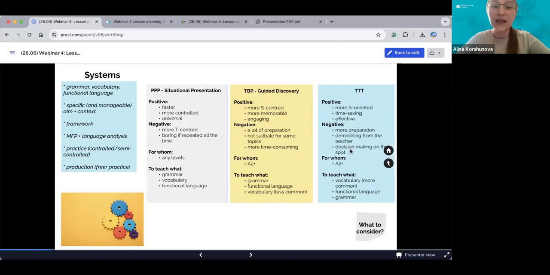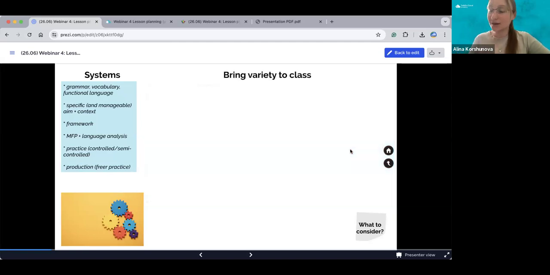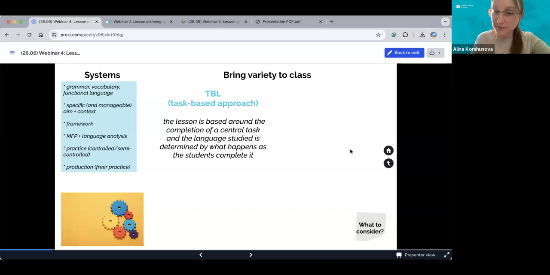One more point here is to bring variety to your class. Of course, you can work according to the course book or to the materials that your school gives to you. But if you always use PPP, presentation, practice, production, for teaching grammar or vocabulary, that might get boring for your students. Probably it's time to bring some variety to class. So you can choose either TTT, or think about something like TBL, task-based approach. So plan your lesson and focus your lesson around one task, a speaking task.